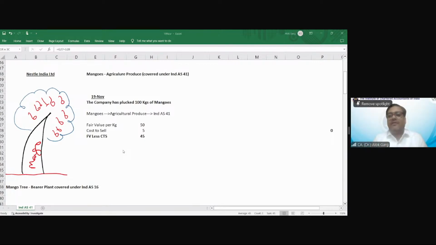Tell me what is the entry on 19th November? Can anyone help me with the accounting entry when this company has 100 kgs of mangoes in hand? What is the first accounting entry on 19th November? Mangoes account debit. Okay, so debit is very clear, correct? Because something is coming, there is some asset. So what is the first entry on 19th November?